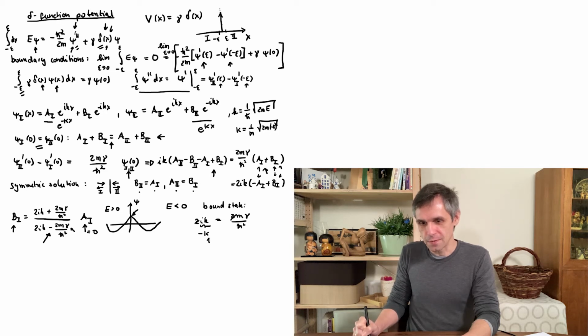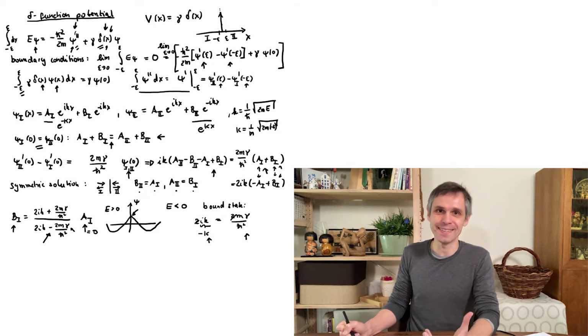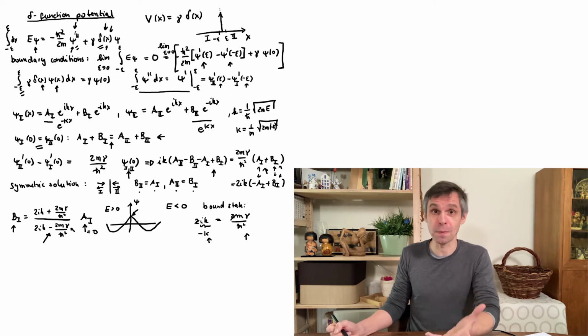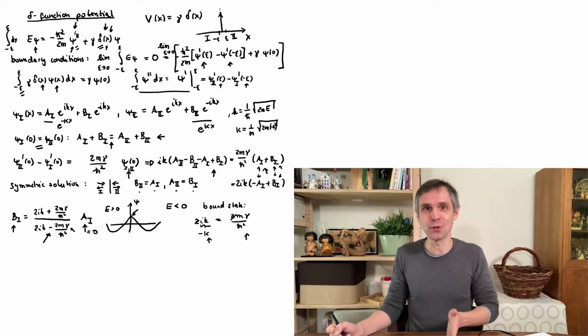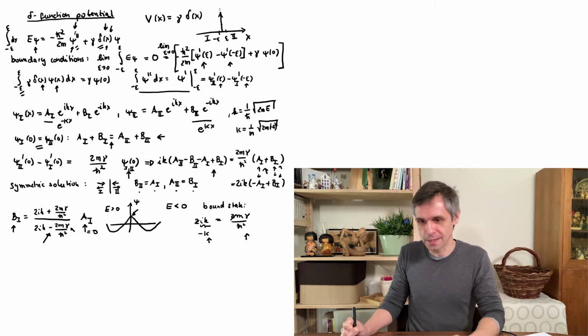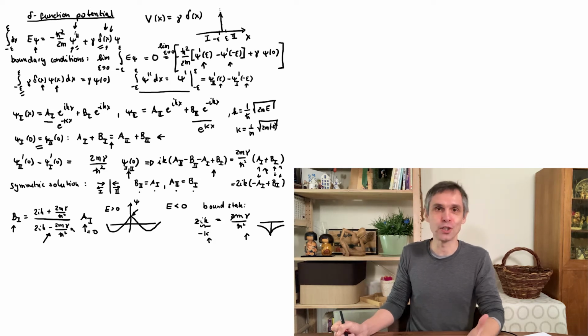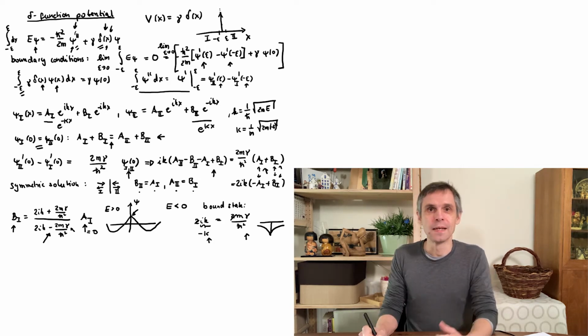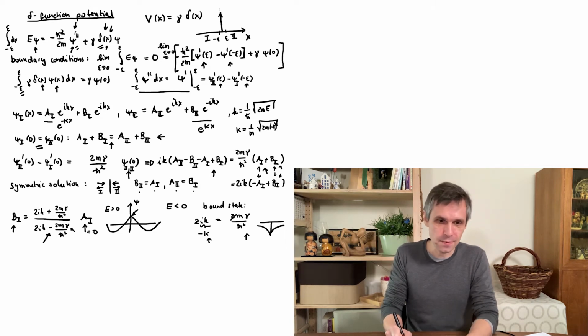And this is a positive number, so we find that this bound state exists if gamma is negative. So this is a delta function, an infinitely large spike of a potential, but pointing downwards. So the delta function then really looks like a potential like this. And in there we can find one solution which has some exponential decay into both directions. Well, we can also find an antisymmetric solution.